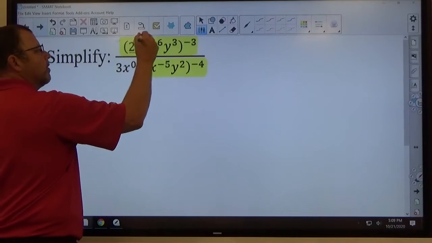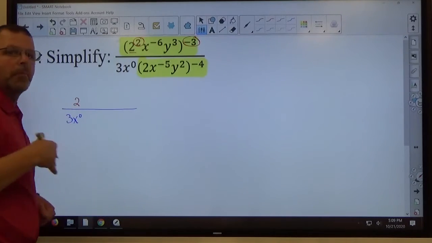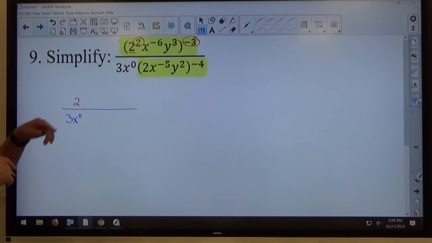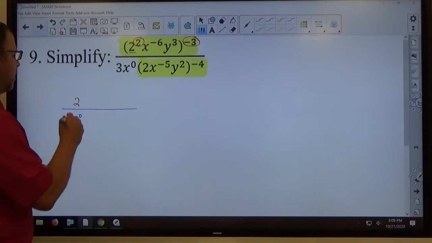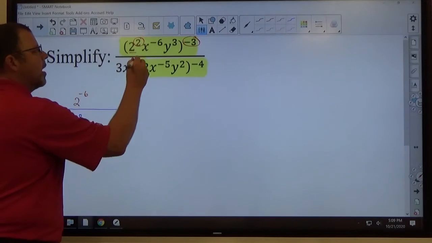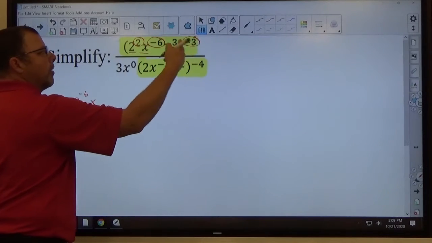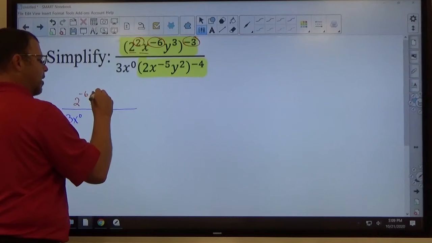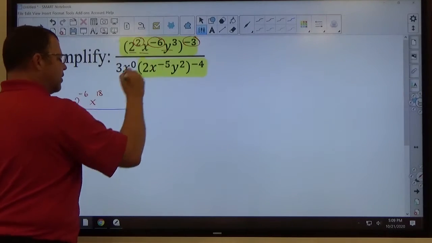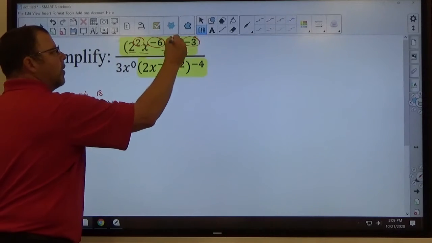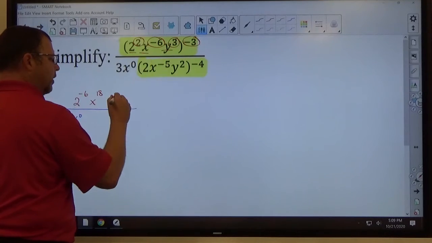and I'm going to multiply power inside times power outside. Keeping in mind multiplication is the same rules as always been. A positive 2 times a negative 3 makes a negative 6. I got a base of x, I'm going to multiply the inside power times the outside power. Negative 6 times negative 3 makes positive 18. My base is y, inside power times outside power. Positive 3 times negative 3 makes negative 9.